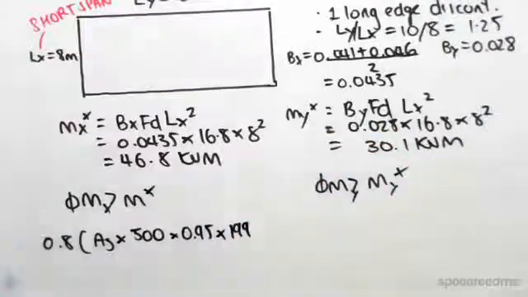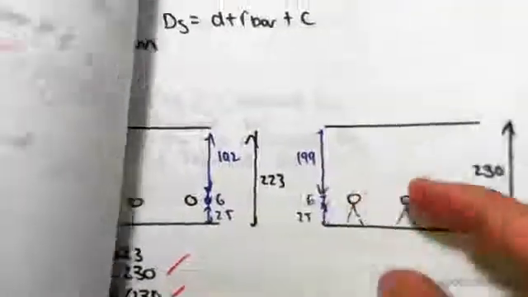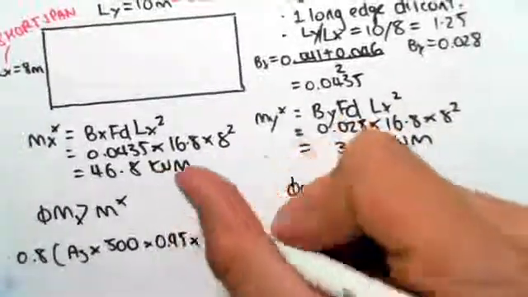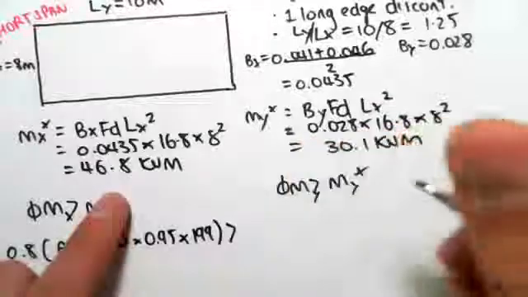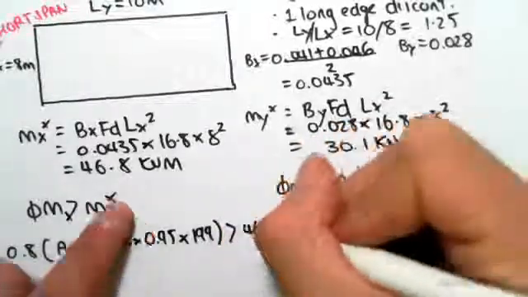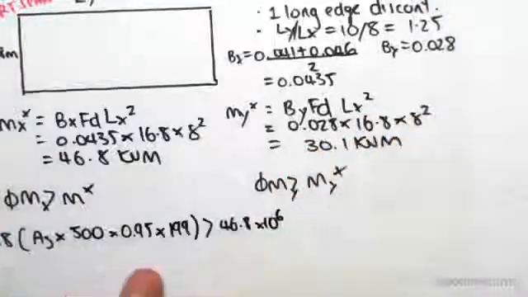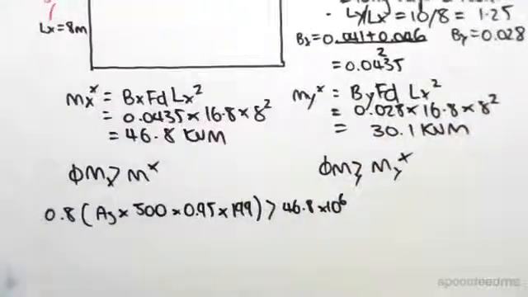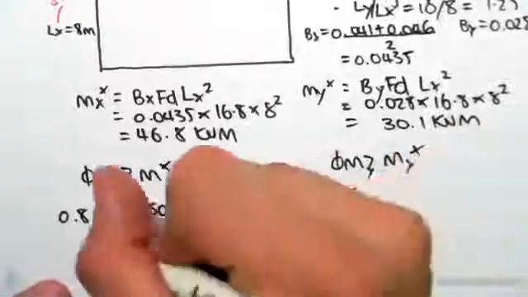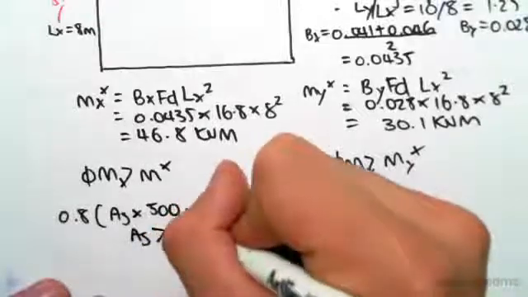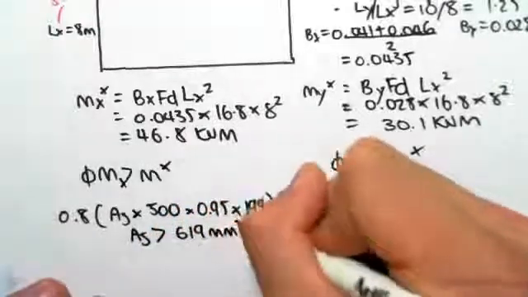We've seen that in previous videos. If I just find it for you, little d over here is 199. So that is going to give us the moment, and this has to be greater than the design moment of 46.8, and we're working in newtons millimeters, so I need to multiply that by 10 to the power of 6. And if I work this out, we would find that the area of steel would need to be greater than 619 millimeters squared per meter.